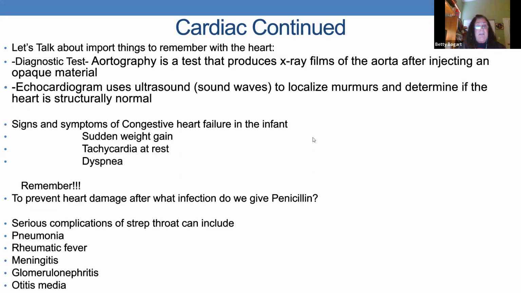I mean, rheumatic fever is heart damage if we let it go on too far. We're going to be giving them penicillin. And that's the biggest one to get rid of these complications when all of these are due to strep throat.